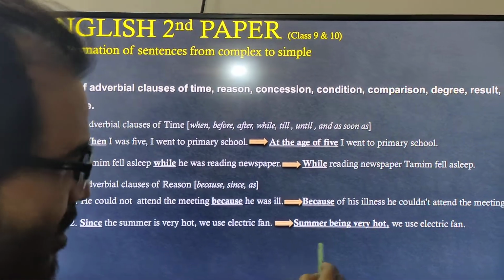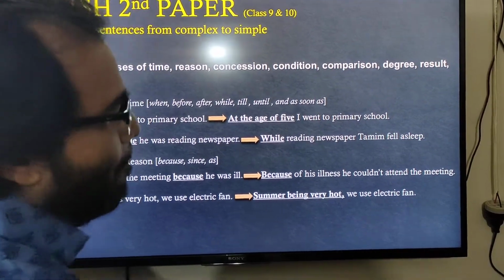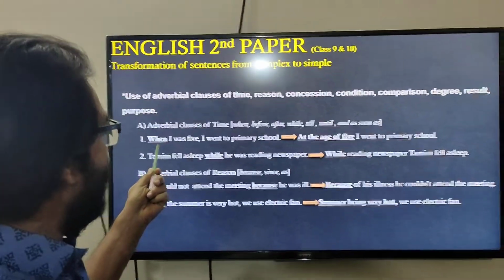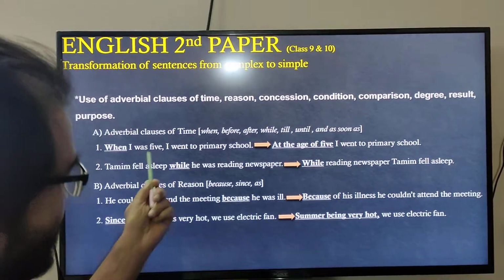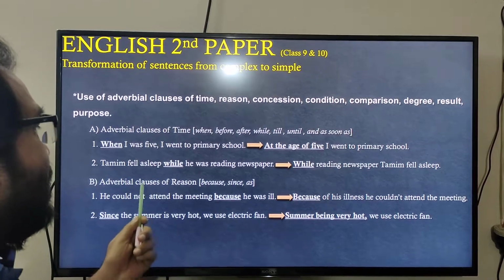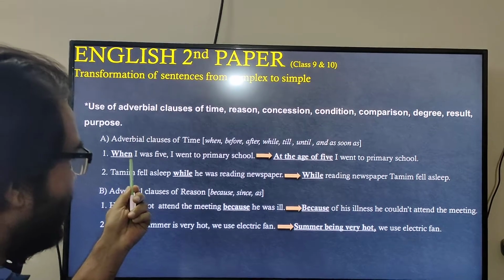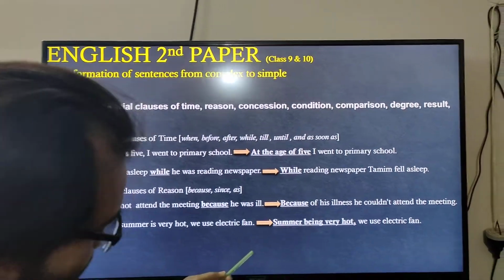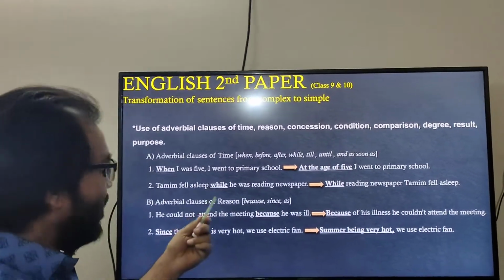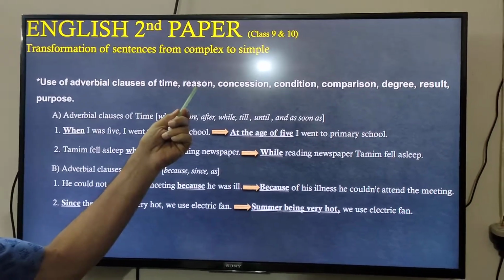So let us change it into simple: summer being very hot, we use electric fan. Whenever we put the subordinate adverbial clause before the principal clause, we have to use the comma. And if we use the subordinate adverbial time clause or reason clause after the principal clause, we need not use a comma. So in the very first slide, we could see the adverbial time clause and the reason clause.